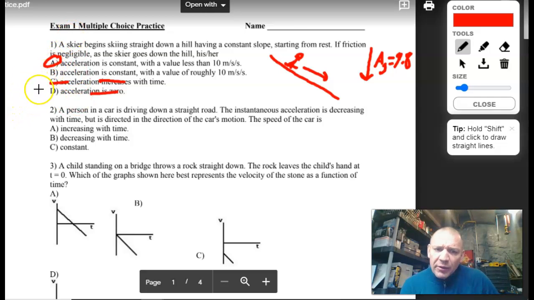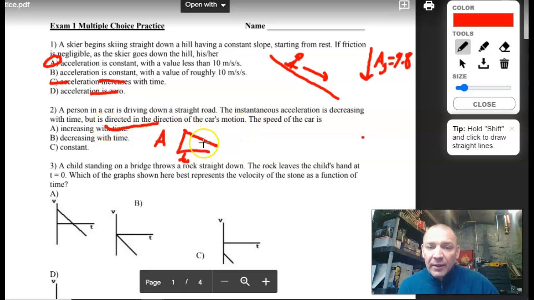Number 2, a person in a car is driving down a straight road. The instantaneous acceleration is decreasing with time, but is directed in the direction of the car's motion. The speed of the car is... okay, so this has to do with this whole graph of an acceleration versus time graph. The car is accelerating because it's directed in the direction of the car's motion. So the acceleration is positive, but decreasing. So the acceleration is positive.